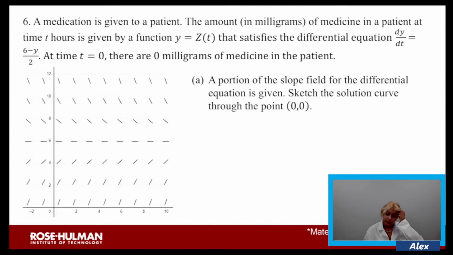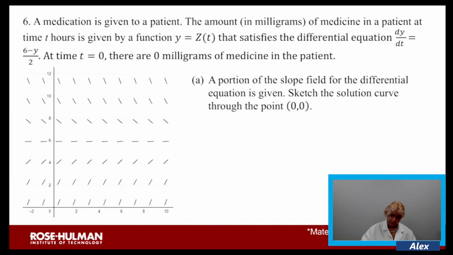So for question 6, a medication is given to a patient. The amount in milligrams of medicine in a patient at time t hours is given by a function y equals z of t that satisfies the differential equation dy over dt equals 6 minus y over 2. At time t equals 0, there are 0 milligrams of medicine in the patient. A portion of the slope field for the differential equation is given. Sketch the solution curve through the point (0, 0).